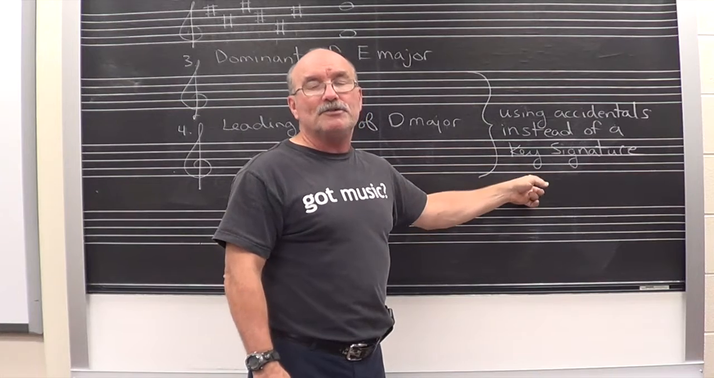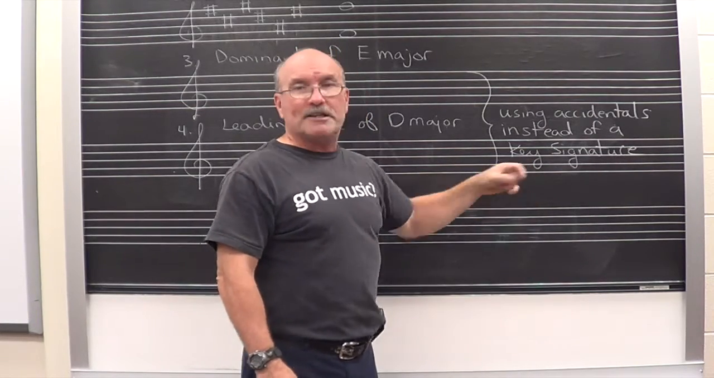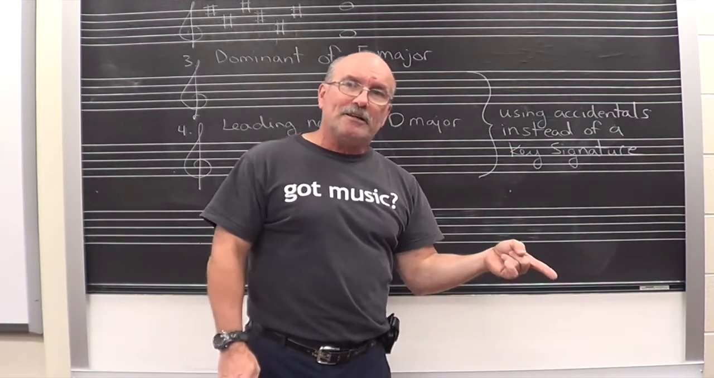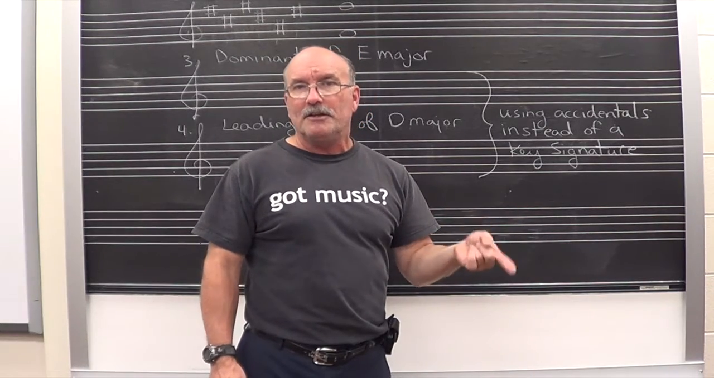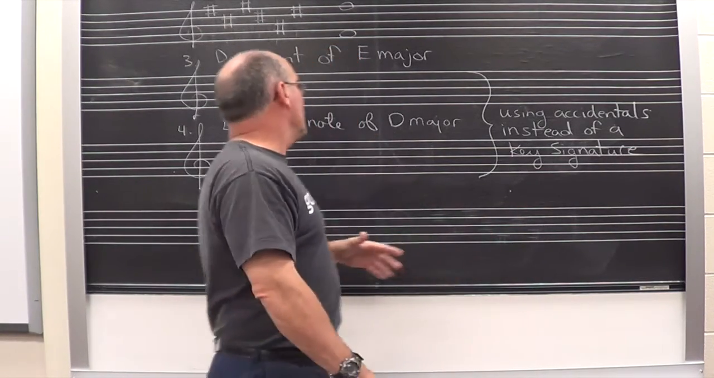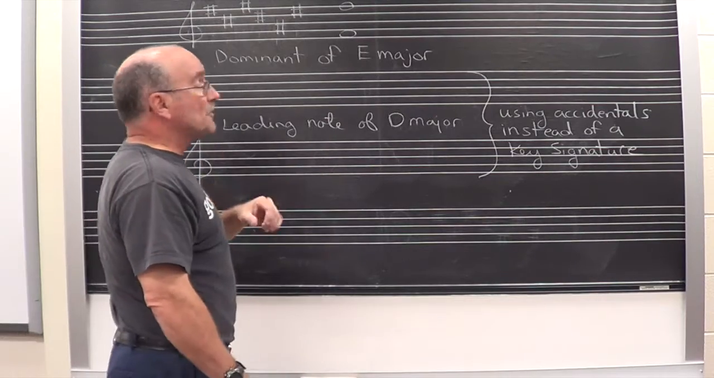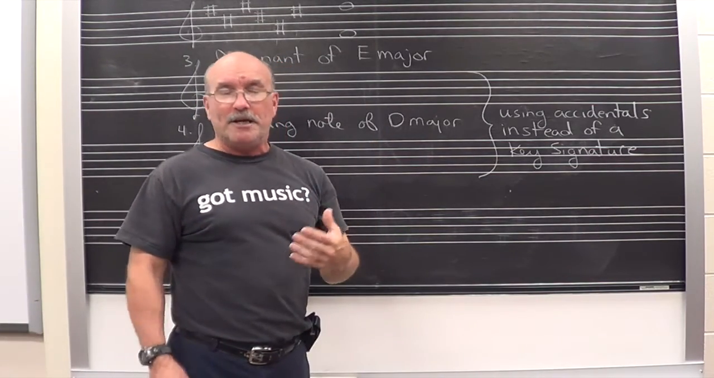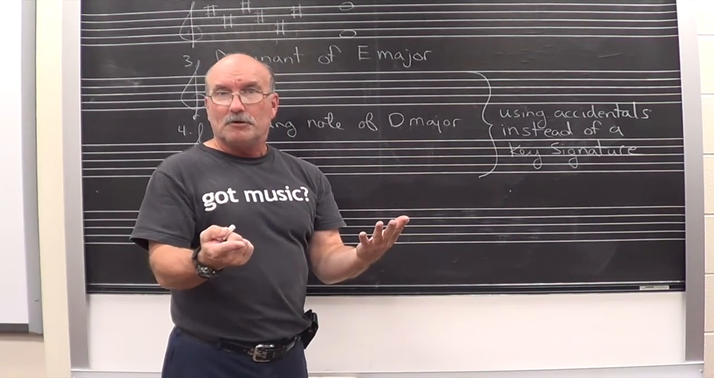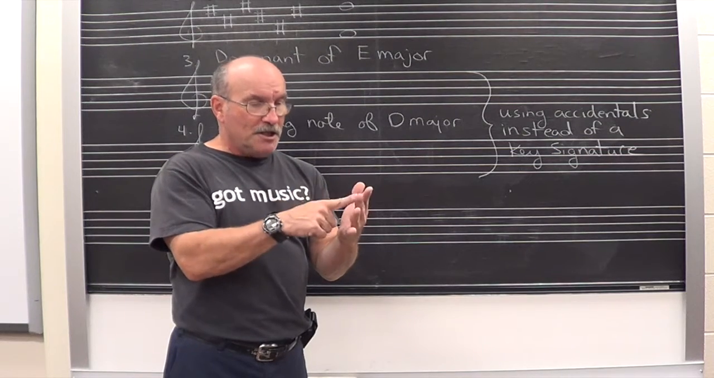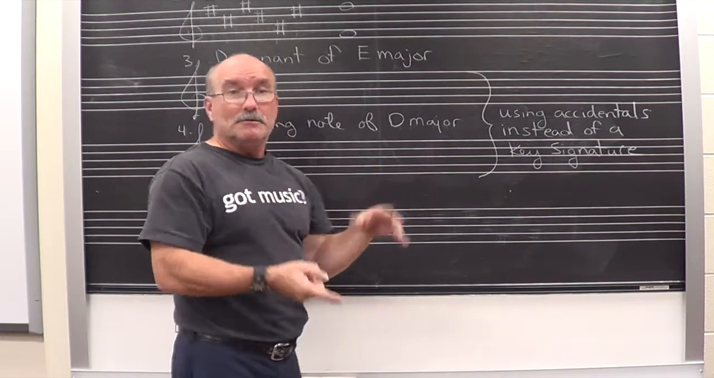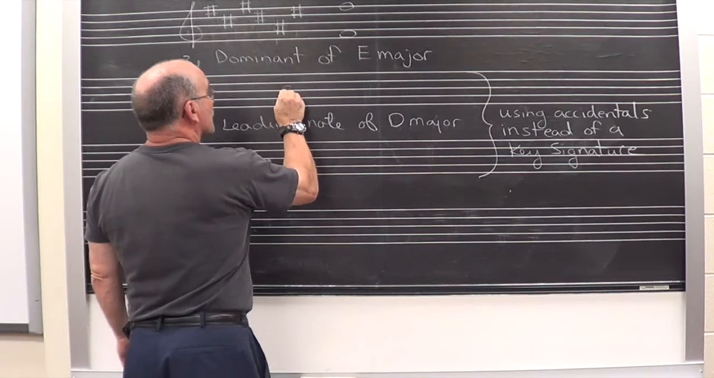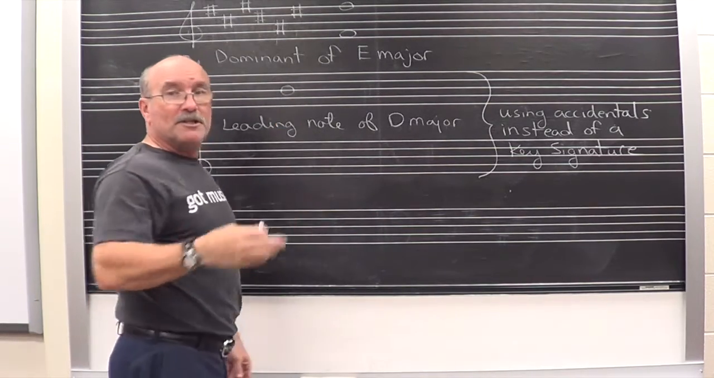So you're not going to use a key signature. All you're going to do is write the note, and then you have to check to see, is it sharp in that key? So first of all, the dominant of E major means the 5th note of E major. So E, let's do the scale. E, F, G, A, B. B is the 5th note of the E major scale.